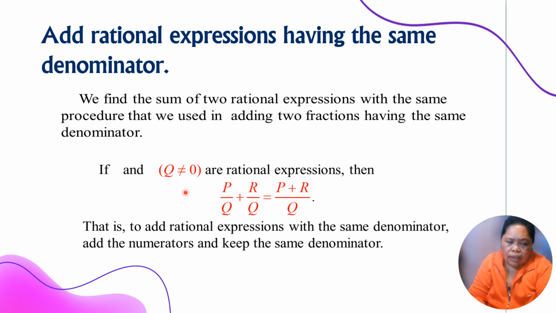If p, q, and r are rational expressions and q is not equal to 0, then p over q plus r over q is equal to p plus r over q. That is, to add rational expressions with the same denominator, add the numerators and keep the same denominator.